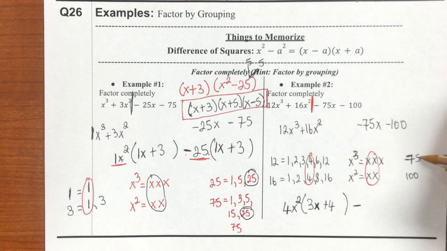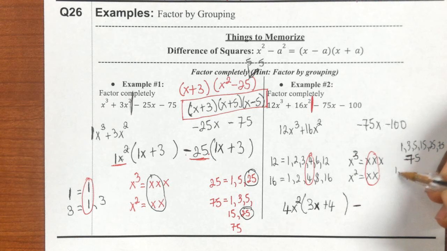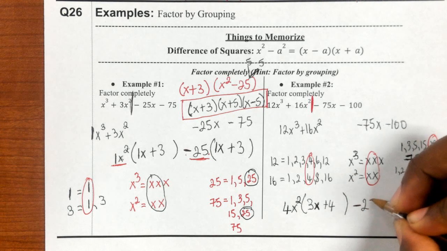Numbers we can divide 75 by are 1, 3, 5, 15, 25, and 75. And numbers we can divide 100 by are 1, 2, 4, 5, 10, 20, 25, 50, and 100. What's the largest number they have in common? Yep, 25. So that means I can factor out a negative 25.